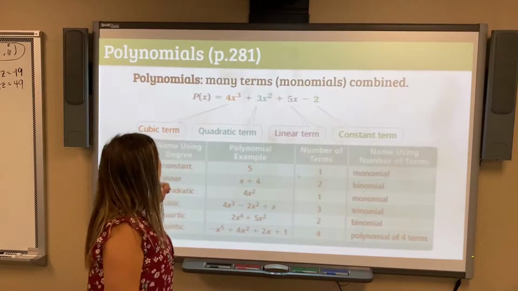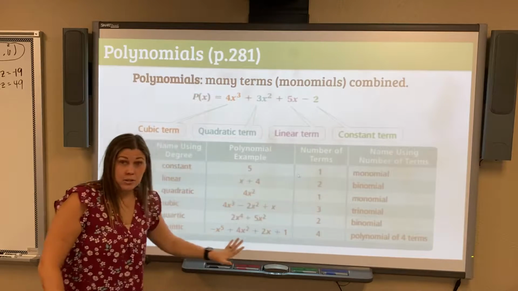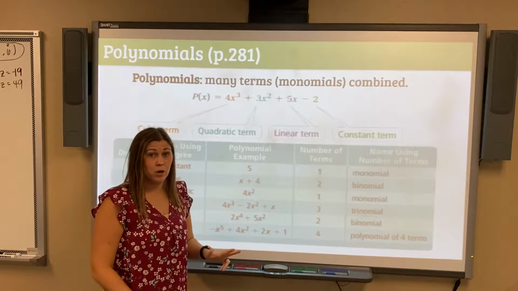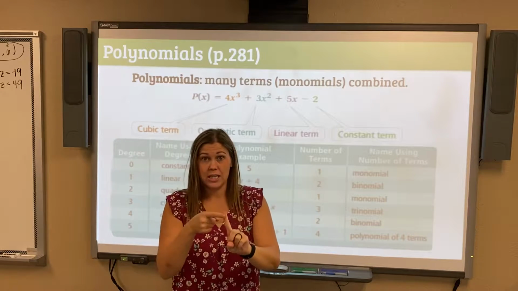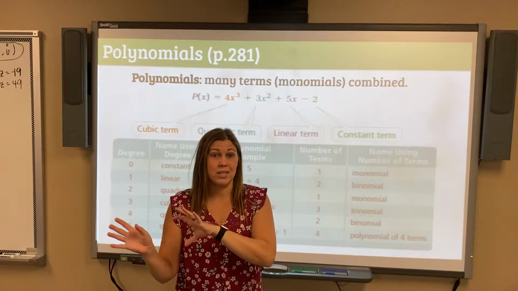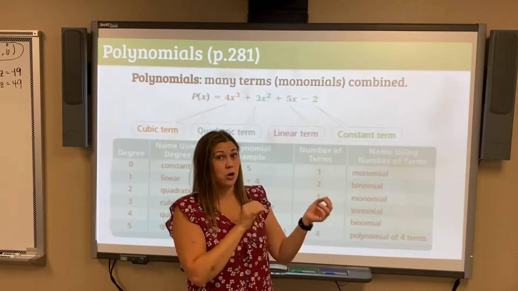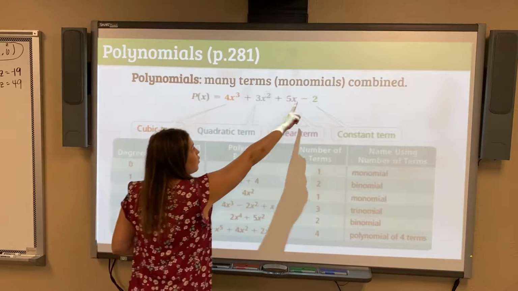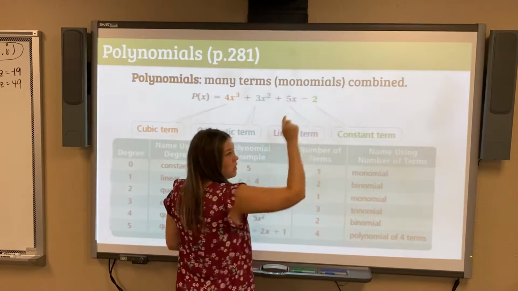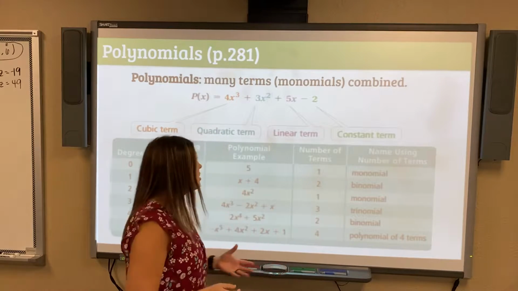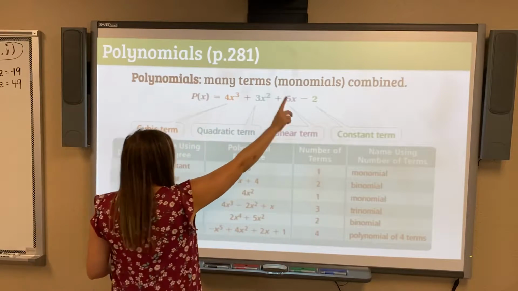So you're going to want to write this down, because you're going to refer back to it whenever we're classifying polynomials. We classify by the degree and the number of terms. It's important that it is written in standard form. What that means is your exponents decrease in order, like 3, 2, 1, 0. It has to be written in standard form in order to do this.